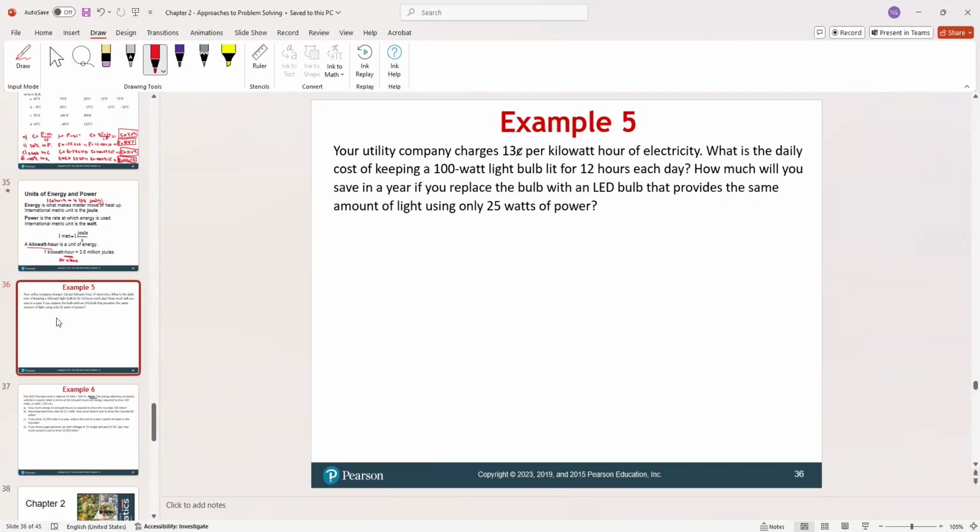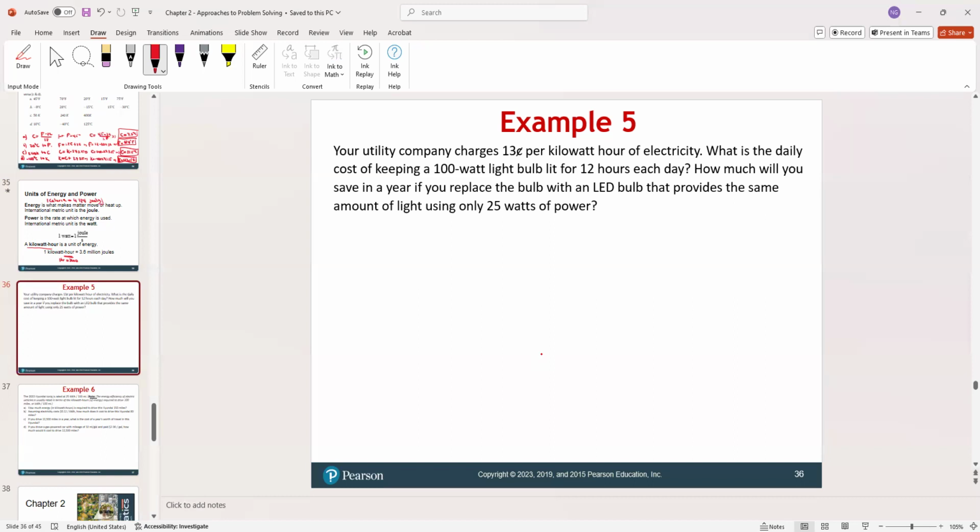I know it would require more work for you to go over these examples again and again, but we're going to try examples very quickly. I know I cannot record for more than 40 minutes, so I'm hoping we don't reach it. Say your utility company charges 13 cents per kilowatt hour of electricity. What is the daily cost of keeping a 100-watt light bulb lit for 12 hours each day?